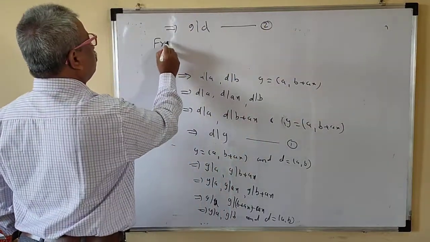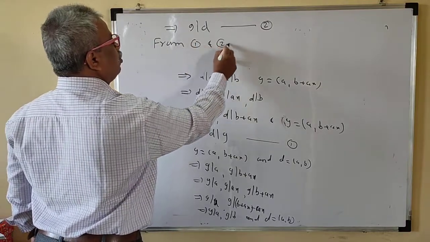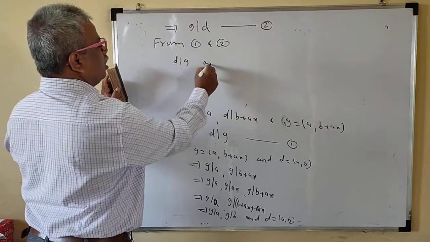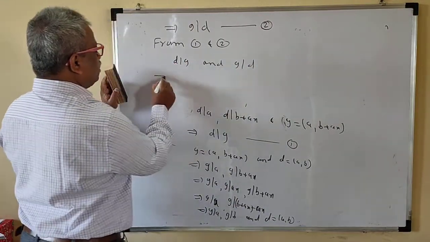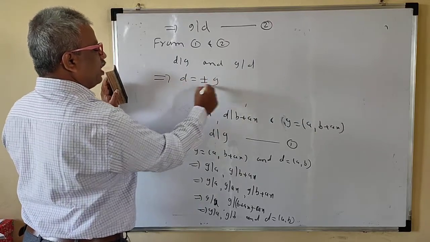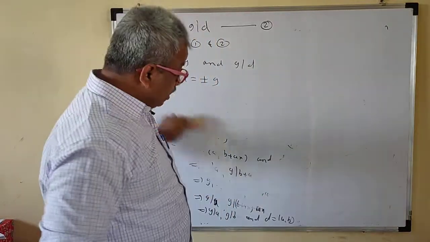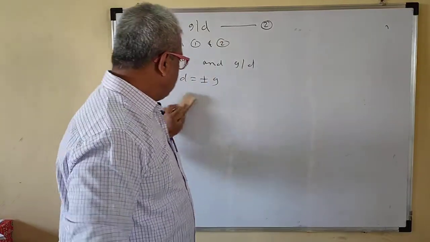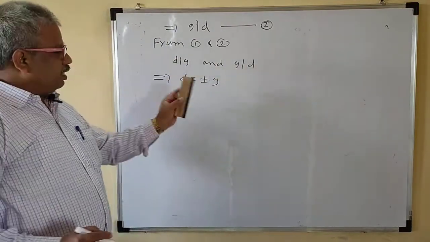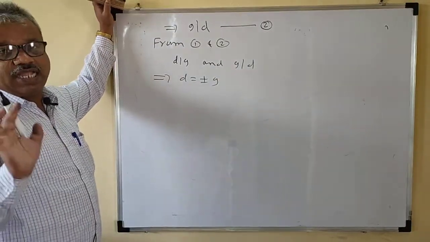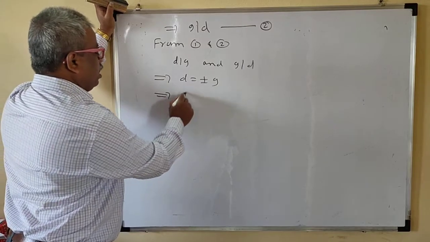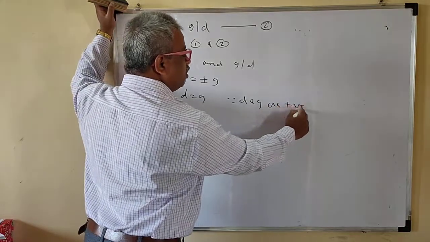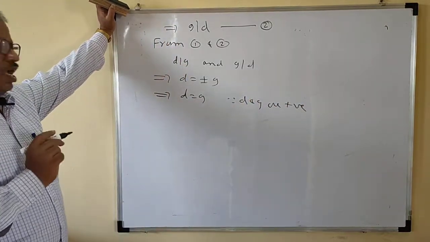So from 1 and 2, d divides g and g divides d. What this implies is d is equal to plus or minus g. But d and g are GCDs, that means they are positive. So this implies that d is equal to g, since d and g are positive. So we are done now.